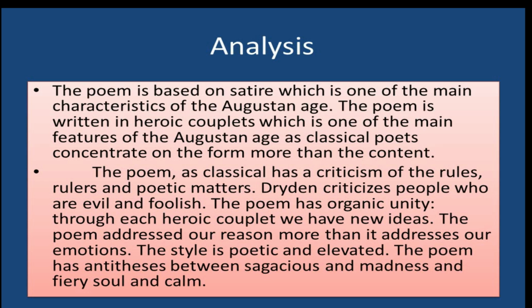The poem is based on satire, which is one of the main characteristics of the Augustan or neoclassical age. The poem is written in heroic couplets, which is one of the main features of the Augustan age, as classical poets concentrate on the form more than the content. The poem, as neoclassical, has a criticism of the rules, rulers, and poetic matters. Dryden criticizes people who are evil and foolish.